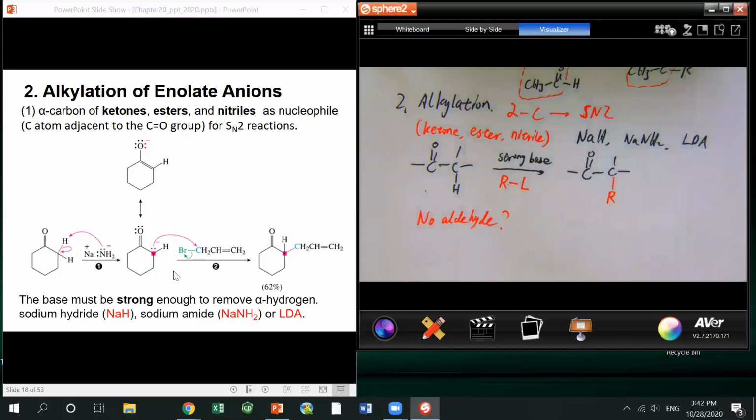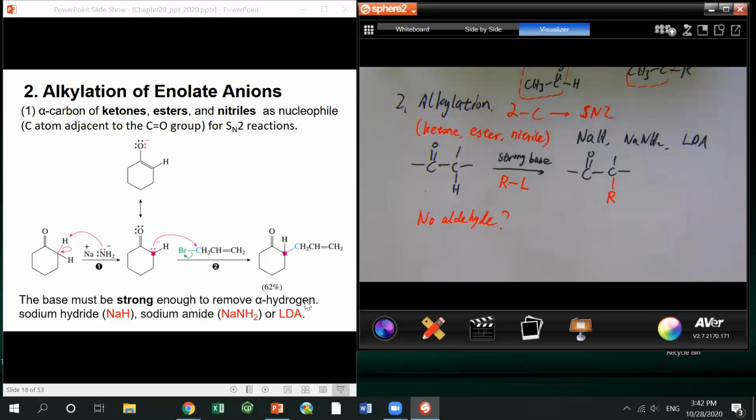Right. Anyone know what's the reason? Okay. So aldehydes also have alpha hydrogens. Why can't it do this reaction? Yeah, that's some kind of good answer.